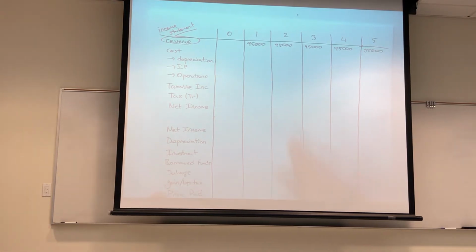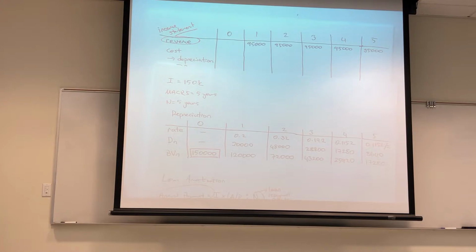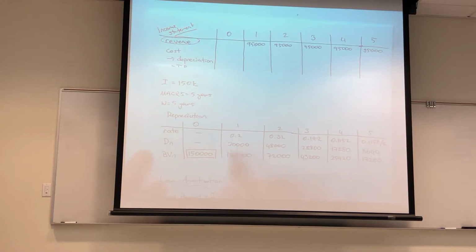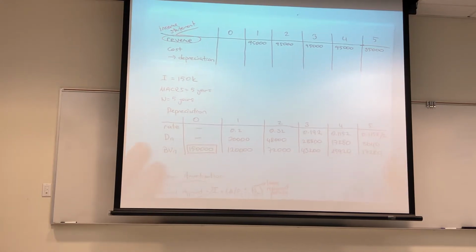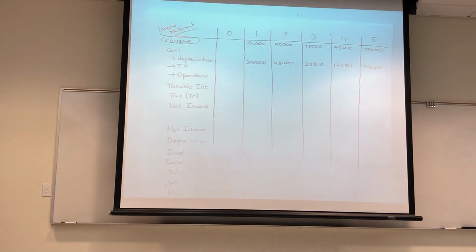Right? Cool. So cost. Oh, this is where the depreciation table comes in. Since we already did our depreciation table, we're just going to put it here. So first year we have 30,000. Second year we have 48,000. Third year 28,800. 17,280. 8,640. Right? Now, the interest paid. We already did that.